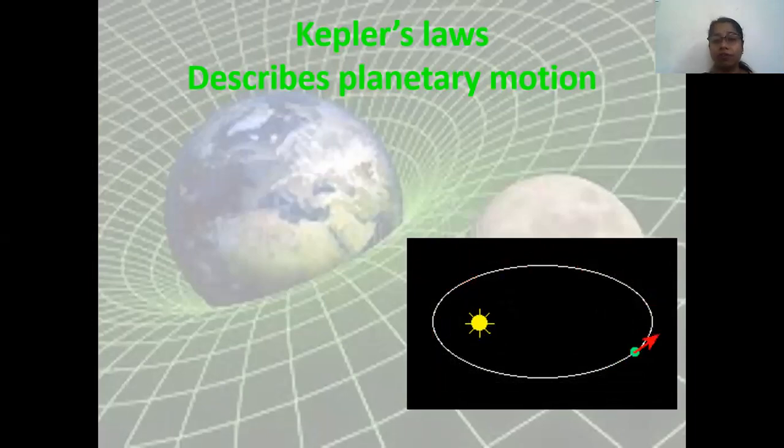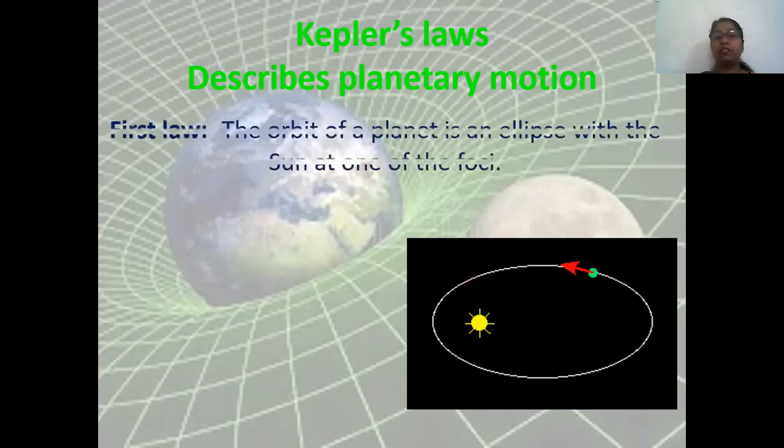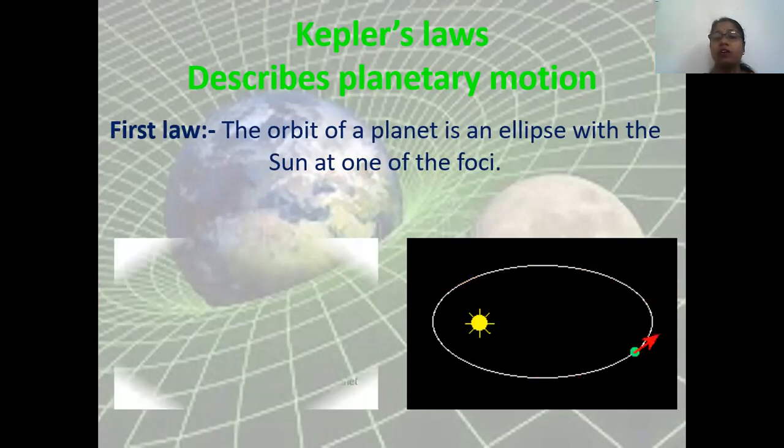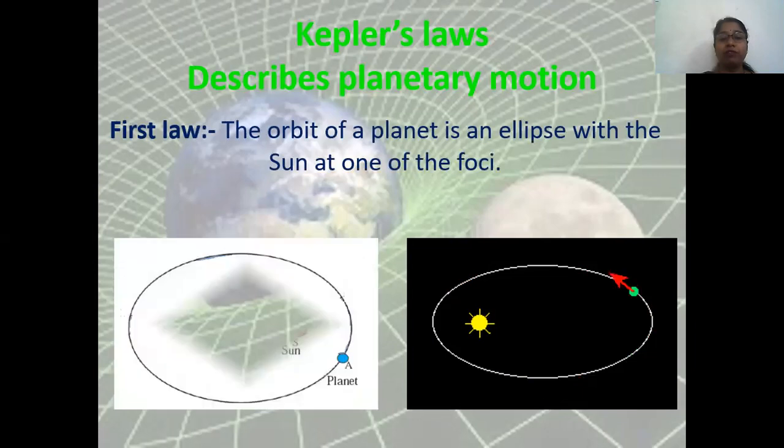The first law says that the planet is orbiting around the sun in an ellipse. Means the first law is: the orbit of a planet is an ellipse with the sun at one of the foci. So the orbit of the planet is an ellipse, is the first law.